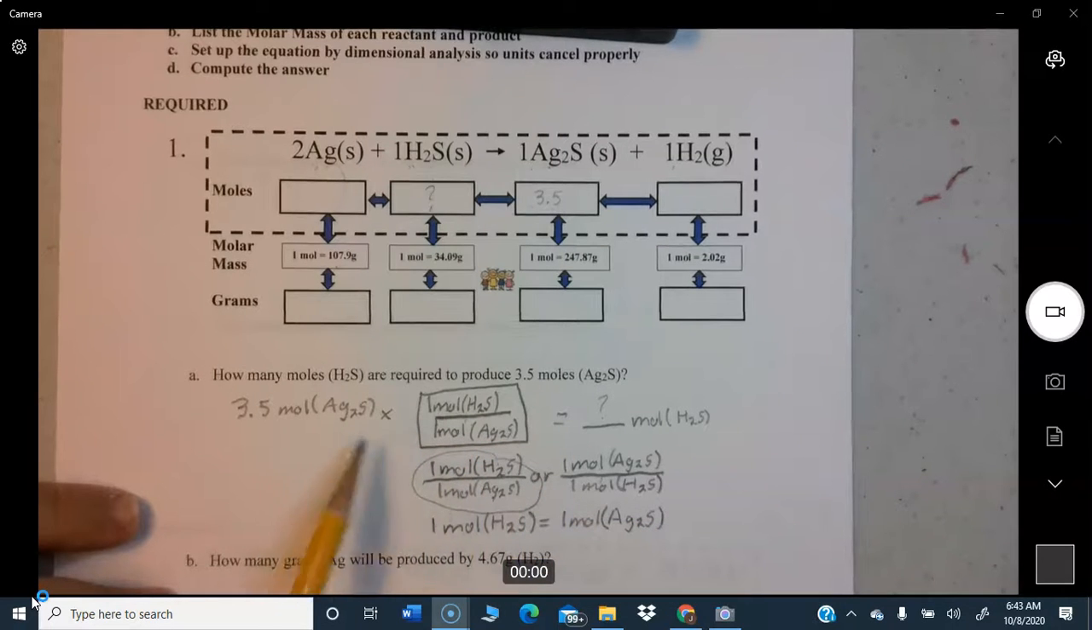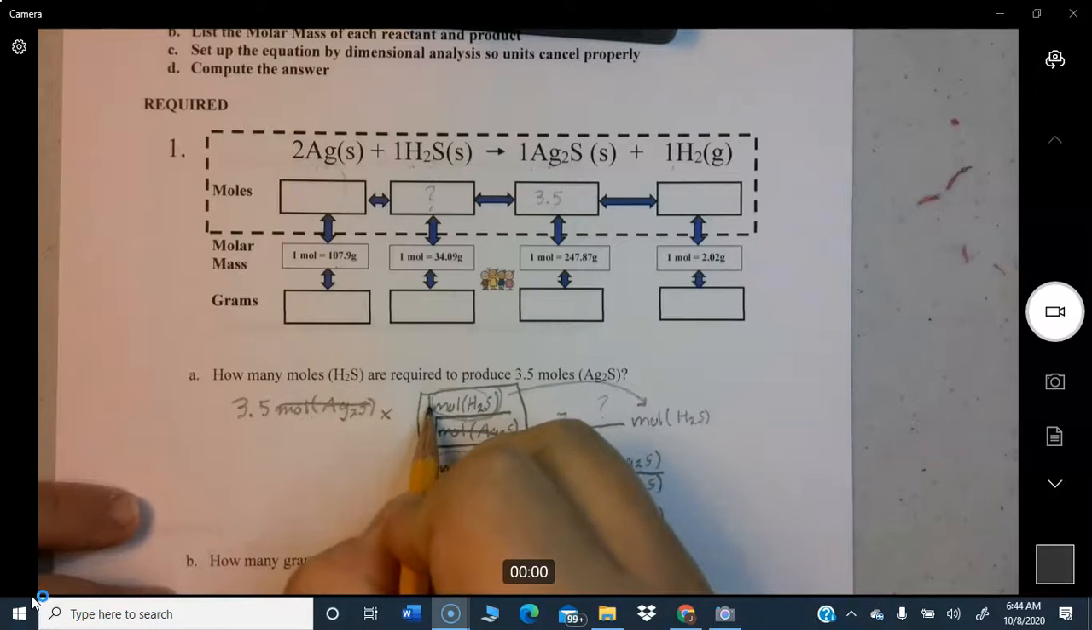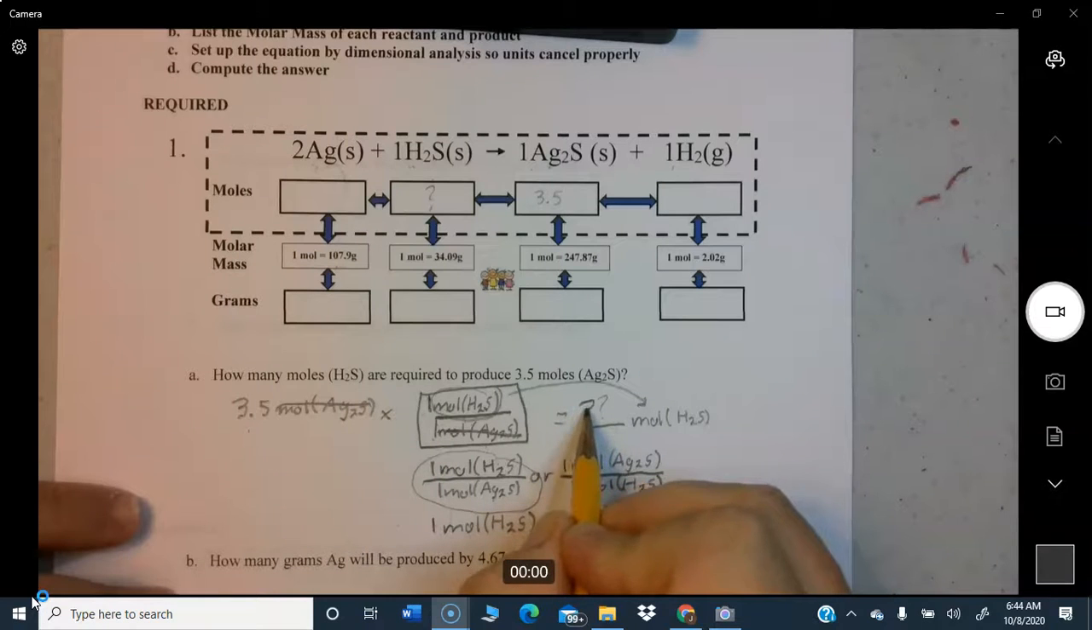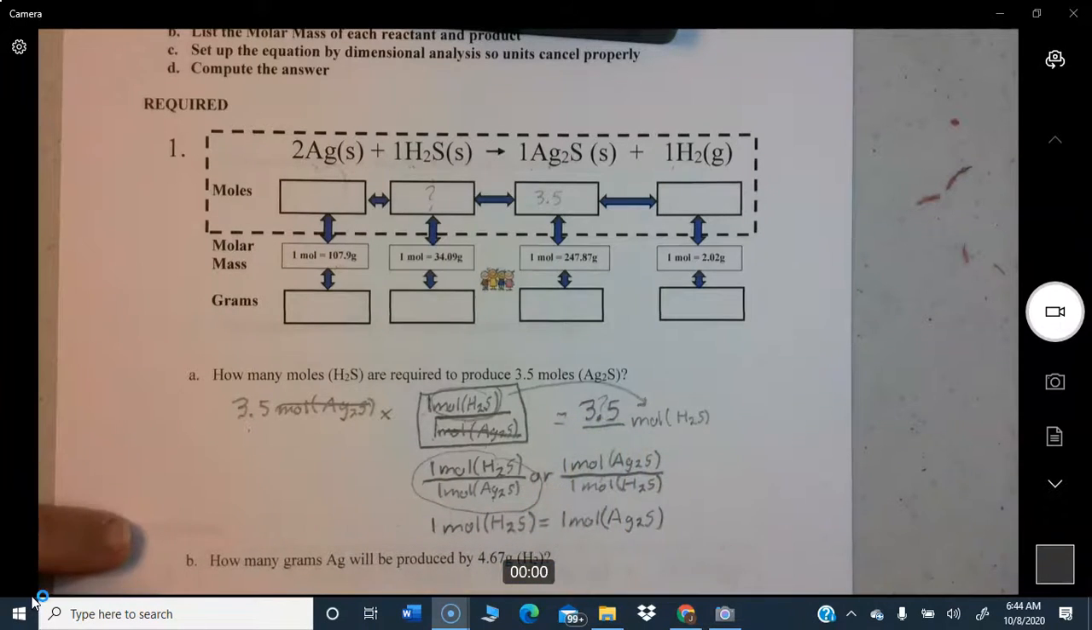Okay, so Ag2S on the bottom and Ag2S on the top. Remember, if it's only one level to it, it's on the top. It's in the numerator of a fraction. So that cancels moles Ag2S, and this is the last man standing. Moles of H2S is what you want in your final answer. So very simply, the problem is 3.5 times 1 divided by 1 will give you 3.5. Okay, and that's how you answer that one.